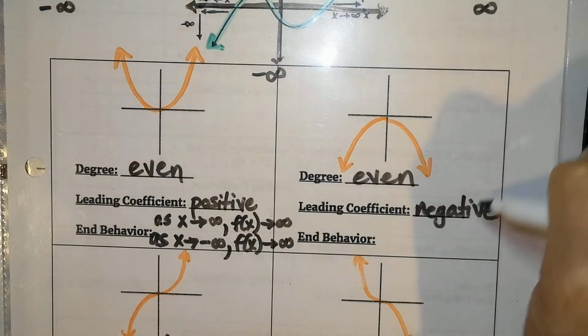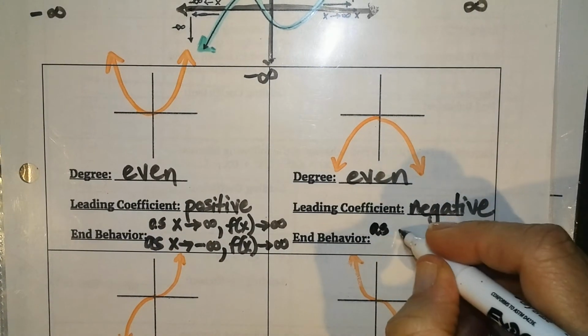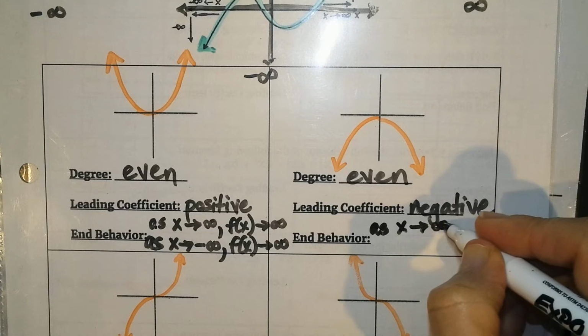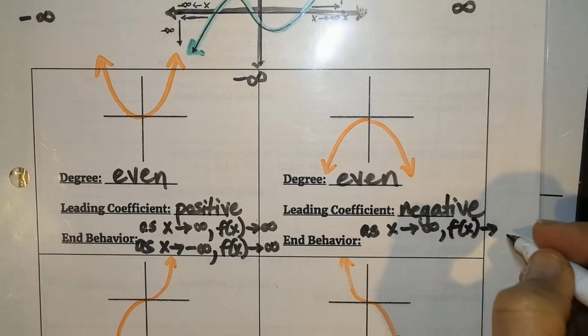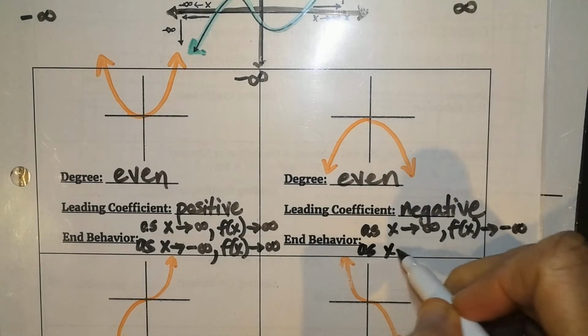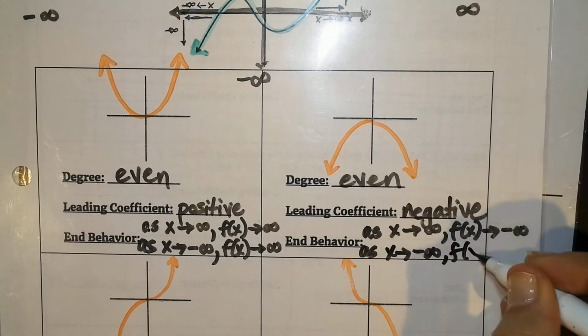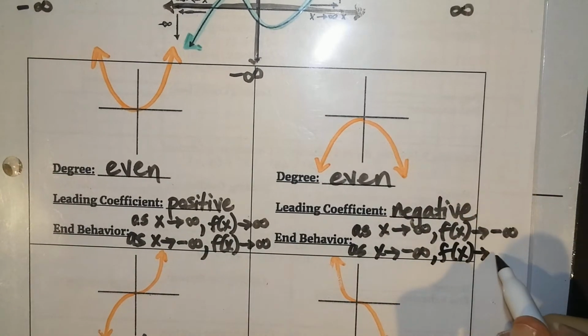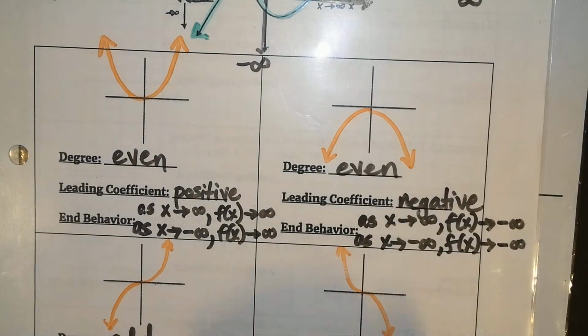You may be able to guess about the negative. Same end behavior description. As x goes to infinity, the difference is f of x is now going down, so it's going to negative infinity. And as x goes to negative infinity, so it goes to the left, f of x is going also to negative infinity. So whether it's positive or negative, even degree means they both go the same direction, both up or both down.